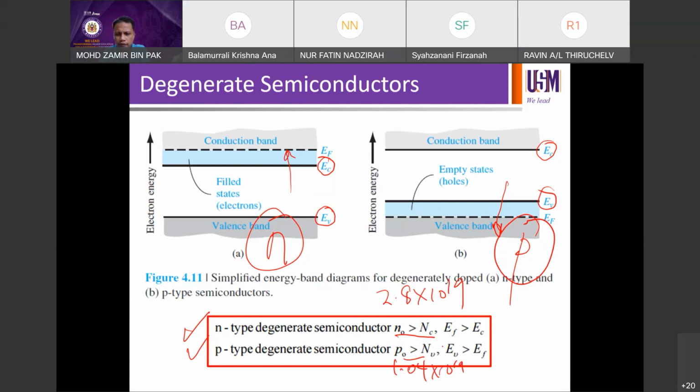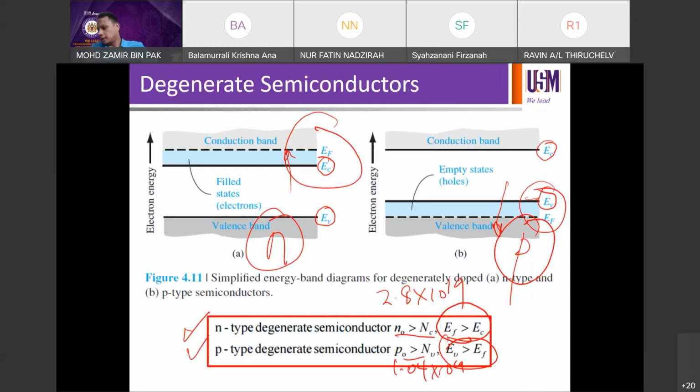Right, and then if it goes into your EC, then your EF will be more than EC. EF more than EC for n-type. If you keep going up, it's going to be EV more than EF. It's now EV is higher than EF for your p-type. Okay, so this is what happens when you talk about degeneracy.